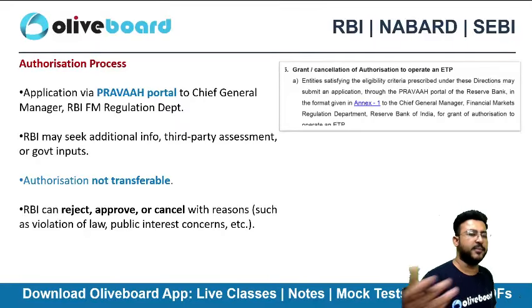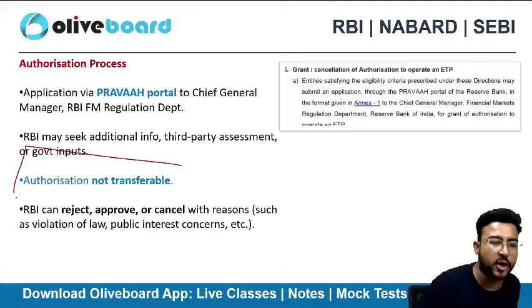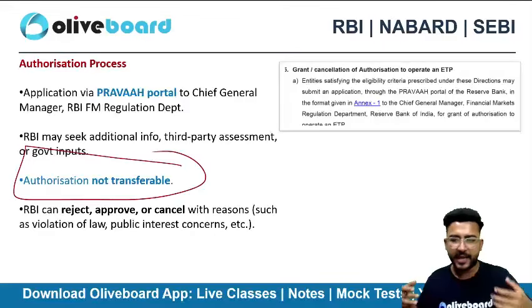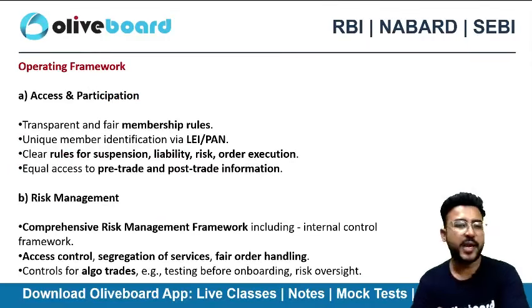Obviously, if you want to become an ETP, you need to apply to RBI via the PRAVAAH portal. Your authorization is not transferable. Let's suppose I am an ETP. I cannot transfer my authorization to John or Bhakti. Why? Because that's not transferable, right?